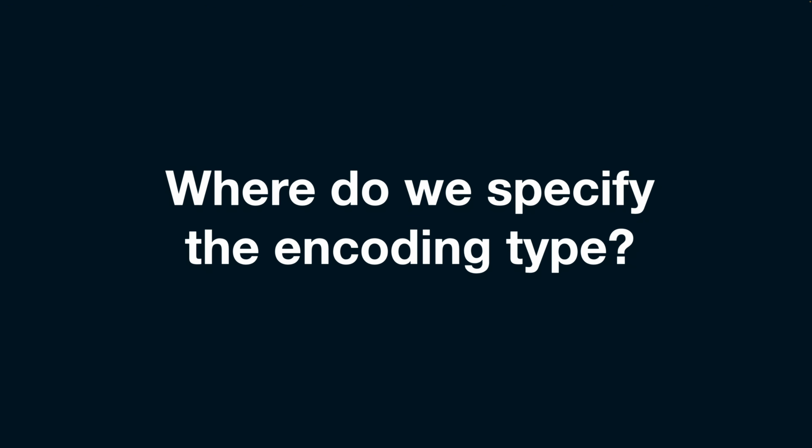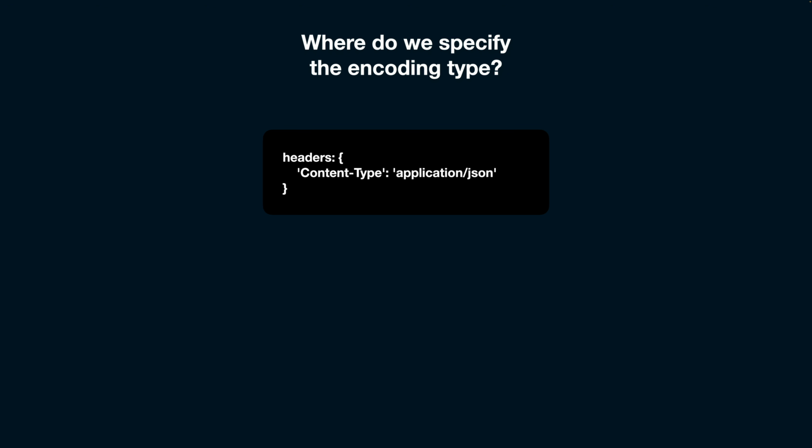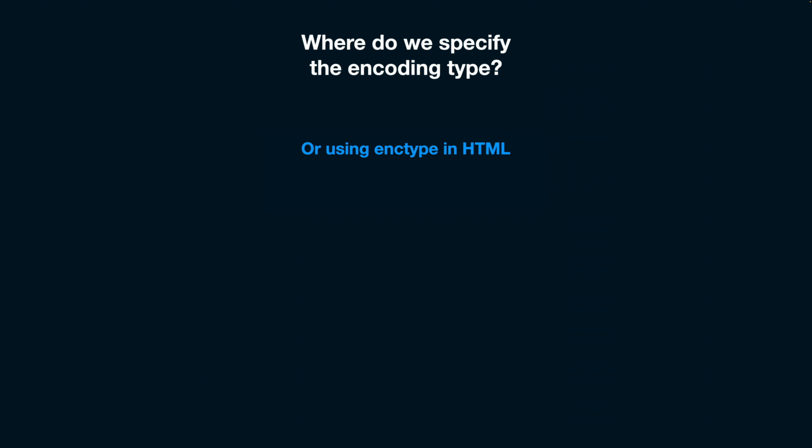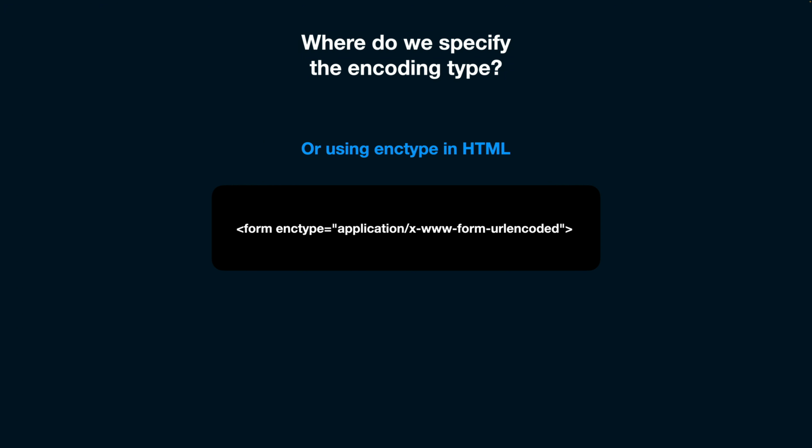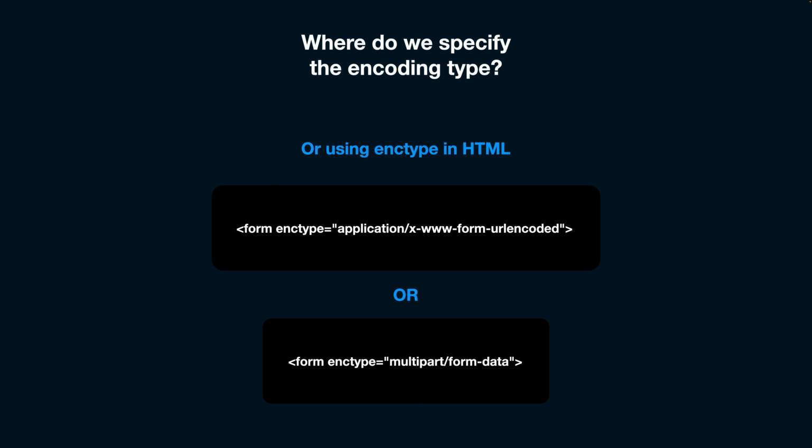Now the question is, where do we specify the encoding type? We can do that using the content type field in the request header. In this example, we are specifying that the request will include data as JSON. That's why we are specifying the content type as application/json. But you can change it to whatever encoding type you want. Or if you are using the HTML form tag in the browser, you can use the enctype attribute like this. The default value is URL encoded, but you can also switch it to multi-part form data. Unfortunately, there is no native support to send JSON data. In this case, we have to use JavaScript for that.